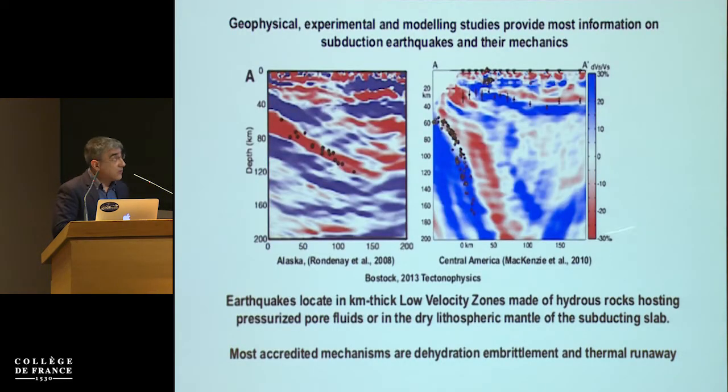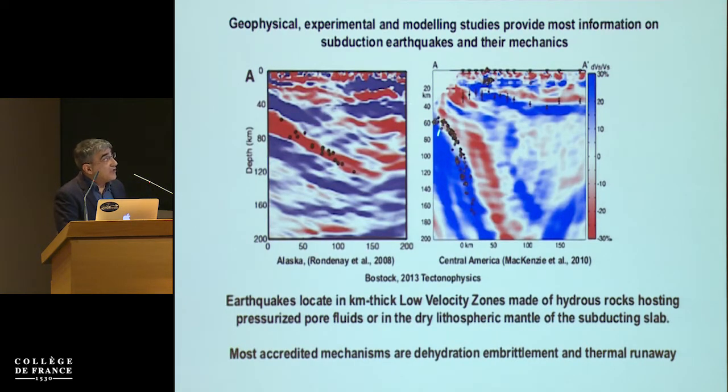And I would like to start by telling that most of what we know about subduction zone seismicity arises from geophysics and from experimental and modeling studies. Here, for instance, are seismic tomographies of subduction zones showing that in between the converging plates, we can frequently detect a layer, this one that is several kilometers thick, of low velocity rocks, I mean low velocity of the S and P waves. And this is because the rocks are hydrated or contain hydrous minerals and host pressurized pore fluids, which are the nest for the earthquake to occur here.